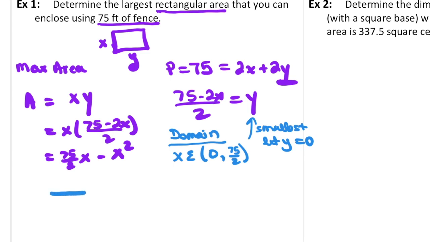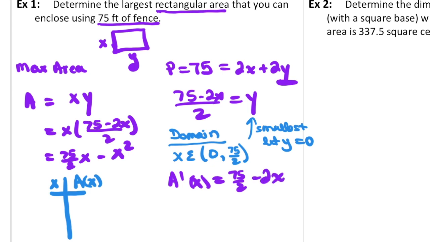Make certain that you draw your table of values so that you are demonstrating you understand the extreme value theorem. You're trying to think about the maximum area, put your critical number in. Oh, wait a minute, we didn't find the derivative, so let's find that critical number. A prime of x is going to be equal to 75 over 2 minus 2x, which tells us the critical number is going to be x equals 75 over 4.